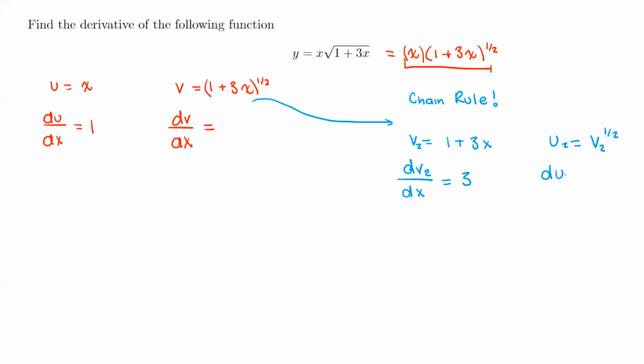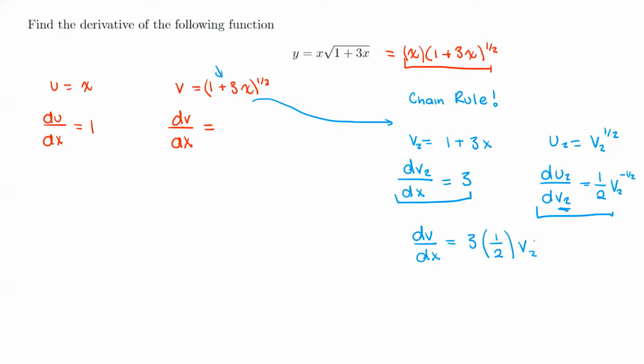And then we're going to have du2 over dv2. And remember, because it's in terms of v2, the v2 goes at the bottom. That's going to be a half of v2 to the power of minus a half. And our chain rule says to find the derivative, we multiply these two derivatives together. And if we do that, then we're going to get dv/dx, which was this up here. That's going to be equal to 3 multiplied by a half, multiplied by v2 to the power of minus a half. And remember, it has to be in terms of x. So whatever I had for v2, I'm going to substitute in now for x.